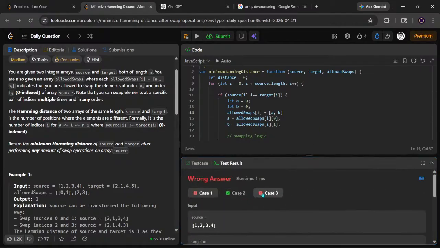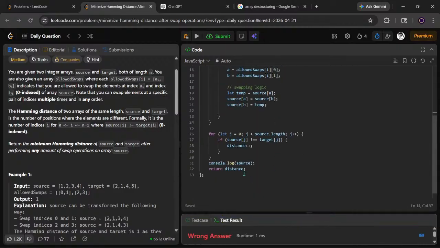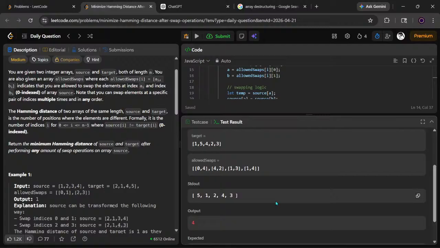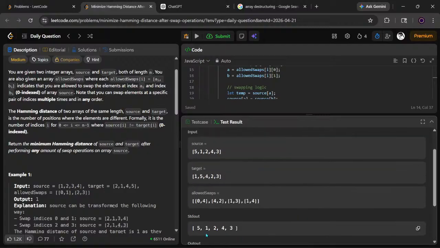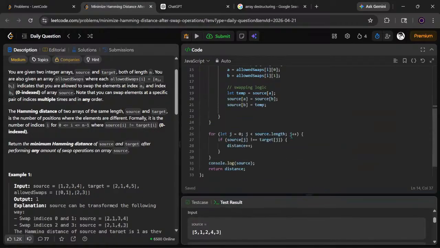Why are we getting 4 here? Bro, this is crazy. And my output is not even getting printed right now. Okay, it is getting printed. But there is no change. I guess no swap happened. Why didn't the swap happen?